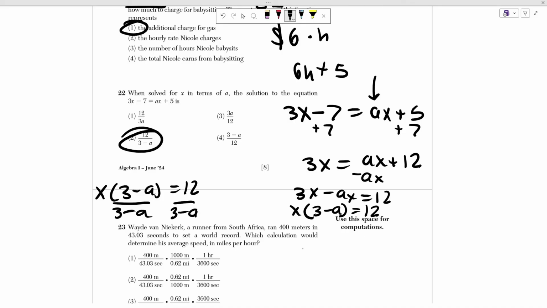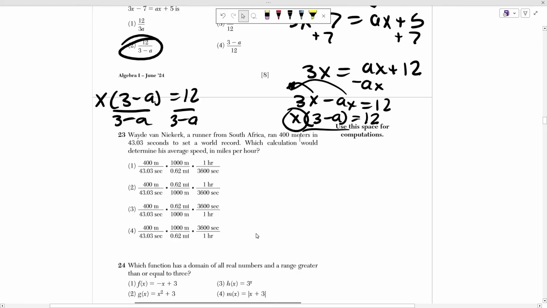So the trick that people fall for here is that they separate 3x and ax. You do not separate it. You combine them together, right? You put 3x and ax on one side, then you take out the x, right? You get rid of that x, and then you just get rid of whatever the x is in front of, 3 minus a, by dividing it on both sides.